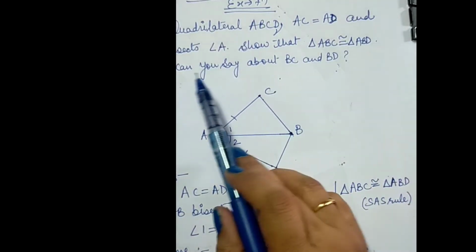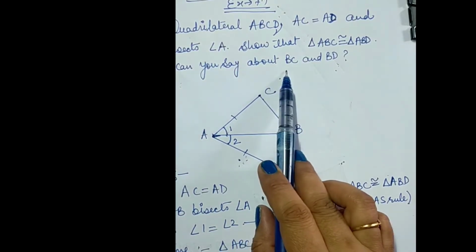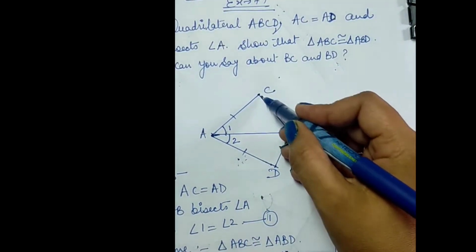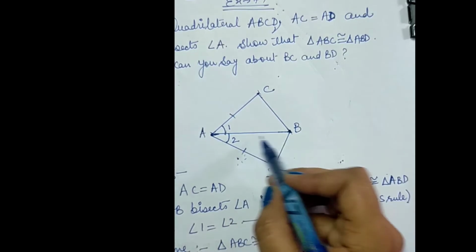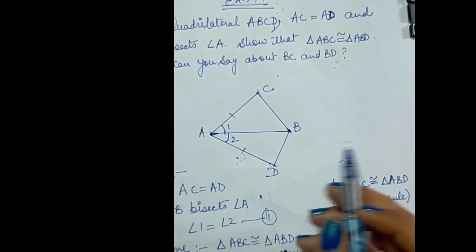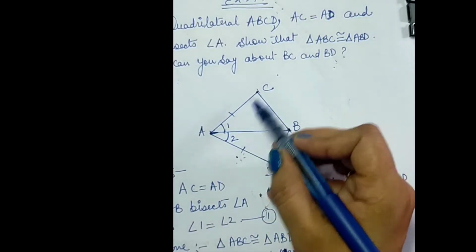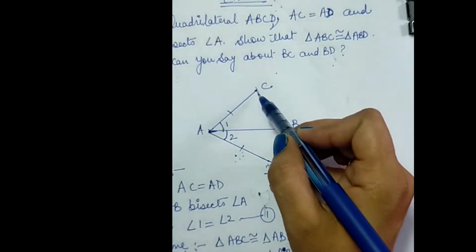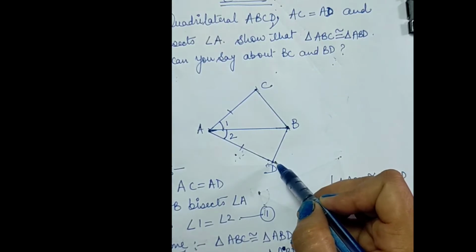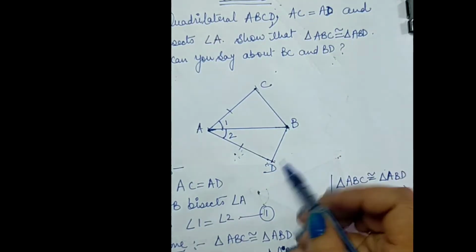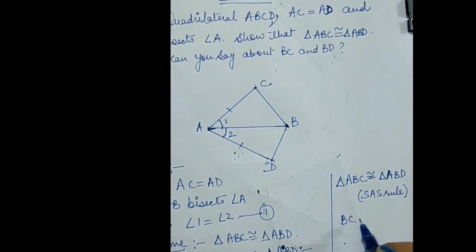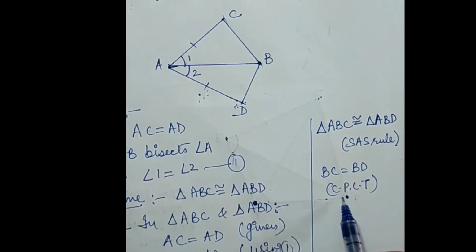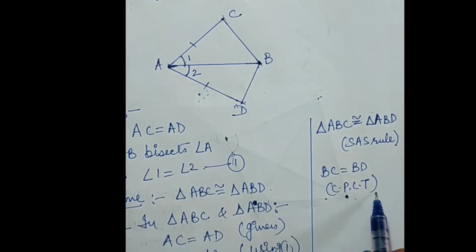Now the next part was, what can you say about BC and BD? So BC is the side of triangle ABC and BD is the side of triangle ABD. You can see AC was equal to AD, and AB is common. So what we are left with is BC and BD. So we can write that these are equal by CPCT. CPCT means corresponding parts of congruent triangles.